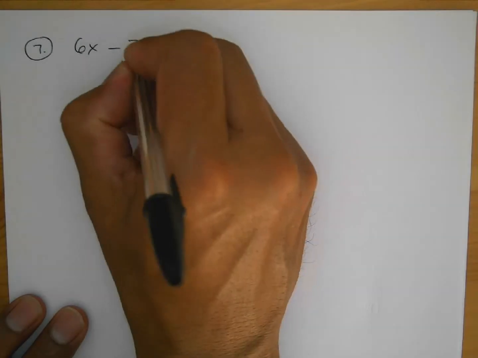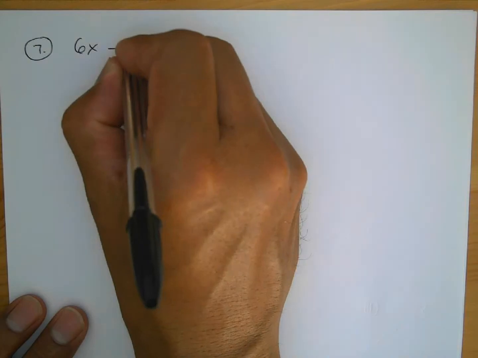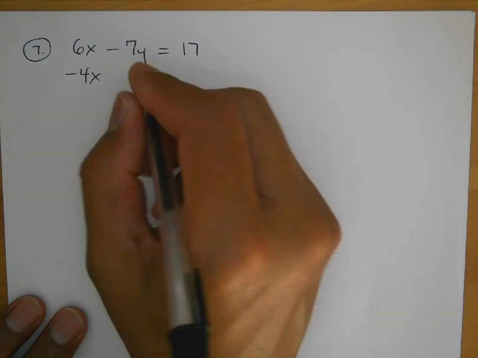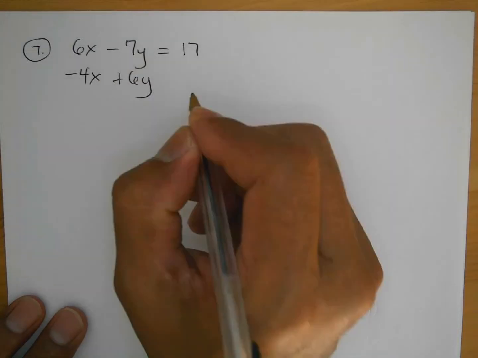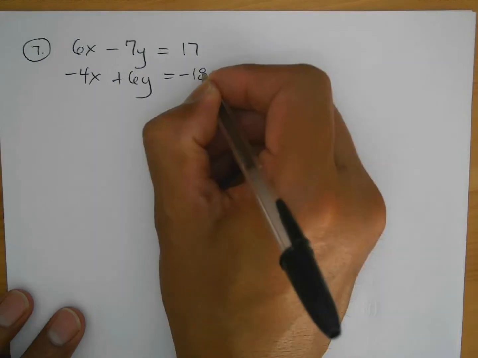6x minus 7y equals 17. And negative 4x plus 6y equals negative 18.